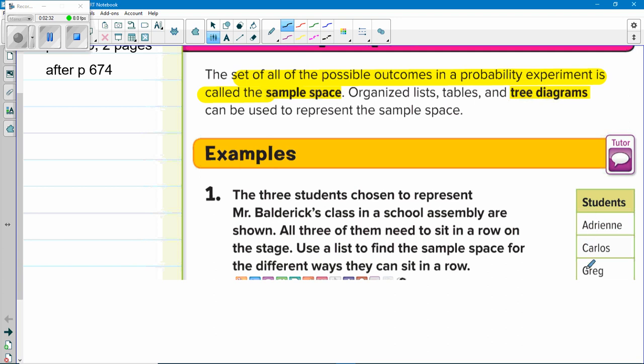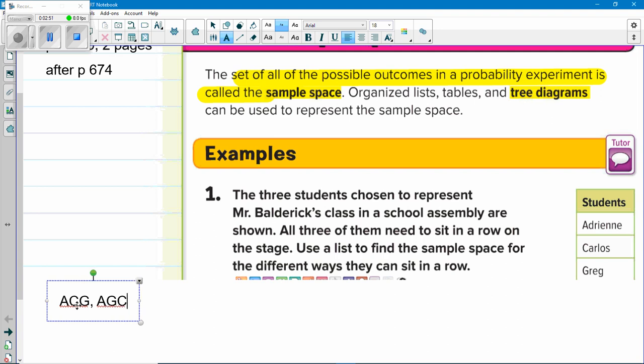Now, they could sit like this, just the order they're in. You could have, try to keep this small over here, Adrian and then Carlos and then Greg, all right? Now, if Adrian stays in the first seat, who else could we switch? We could switch Greg with Carlos. Now we got two. Are there any more ways for Adrian to sit in the first seat?